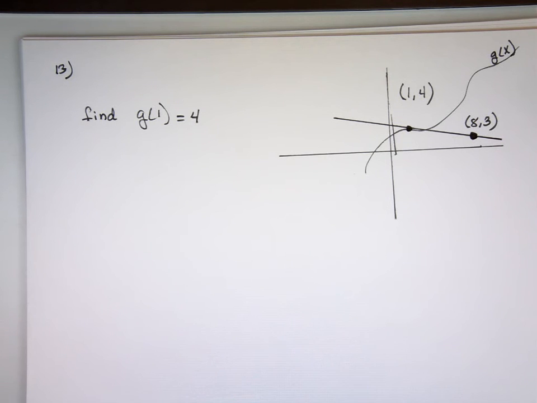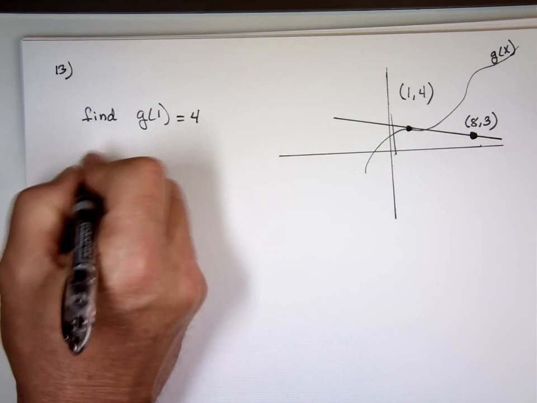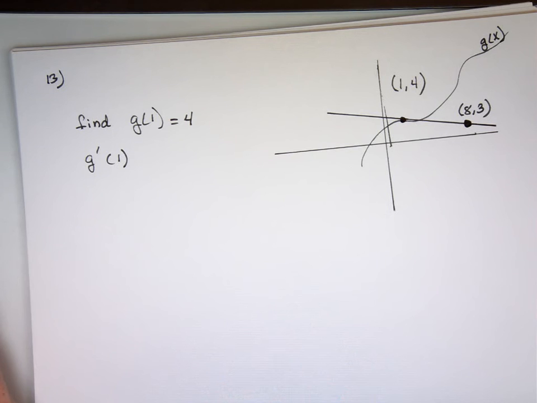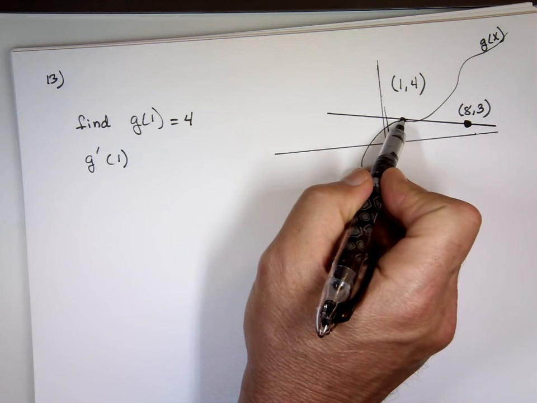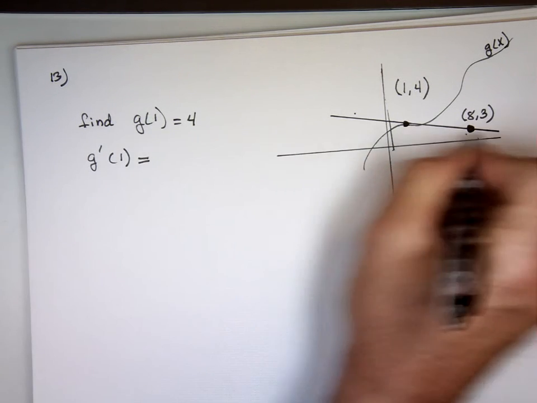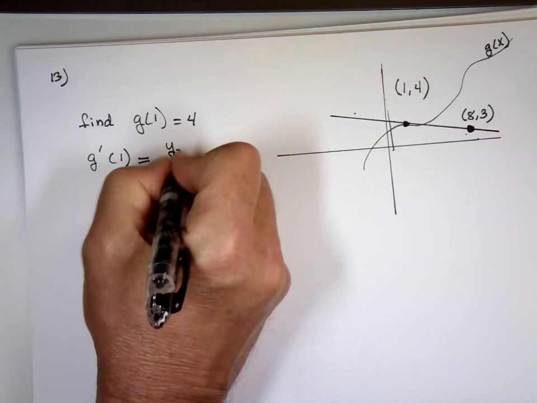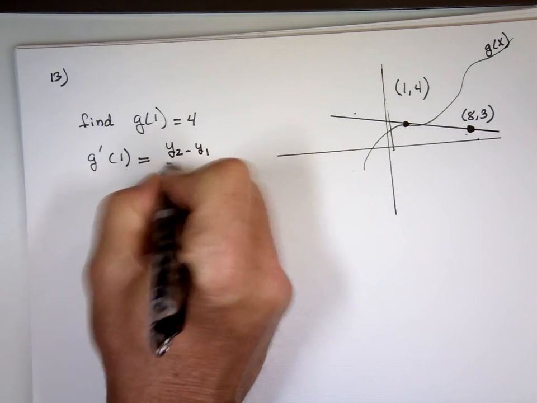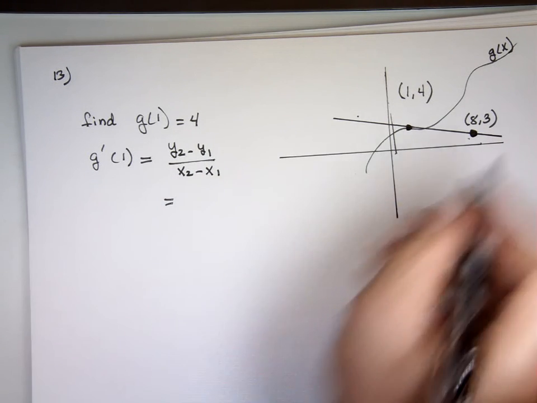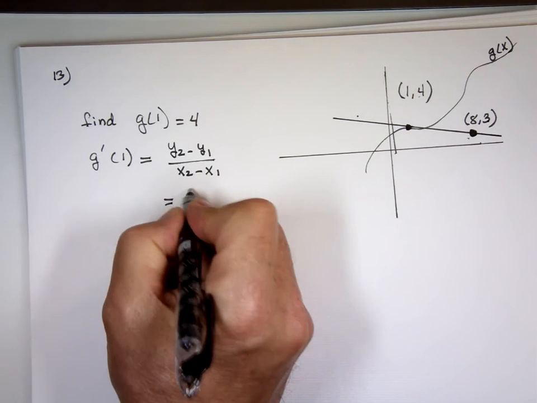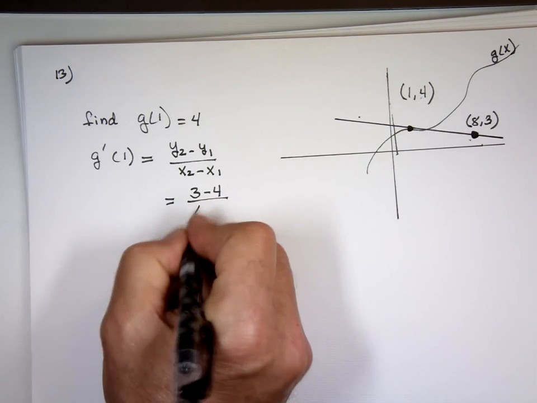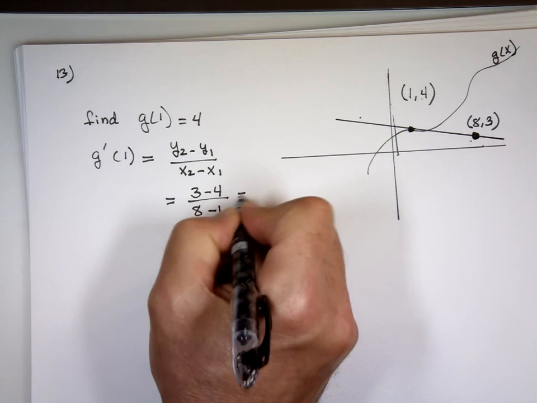And the next one, what is g prime at 1? The derivative at 1. Isn't the derivative the slope of the tangent line? So let's find the slope of that tangent line. We have 2 points. y2 minus y1 over x2 minus x1. y2, 3 minus the 4. x2, 8 minus the 1. That's a negative 1 over 7.